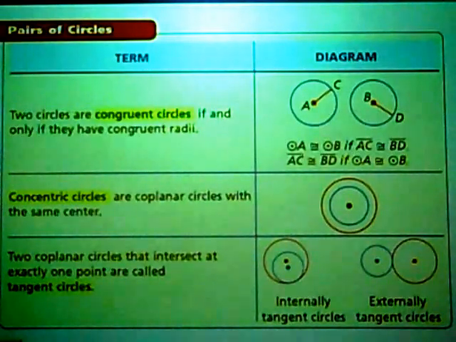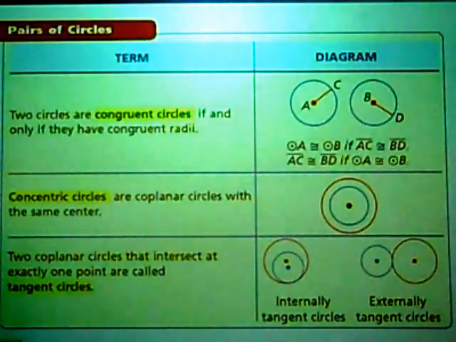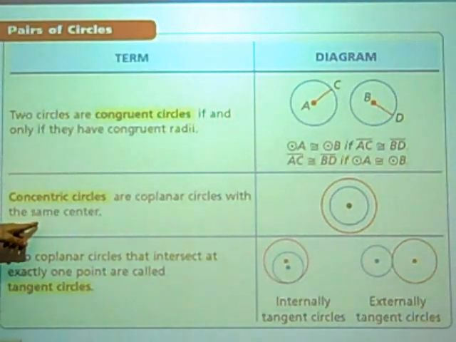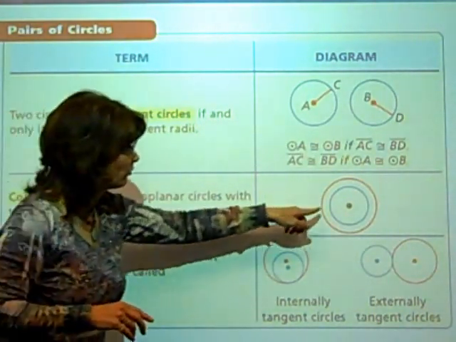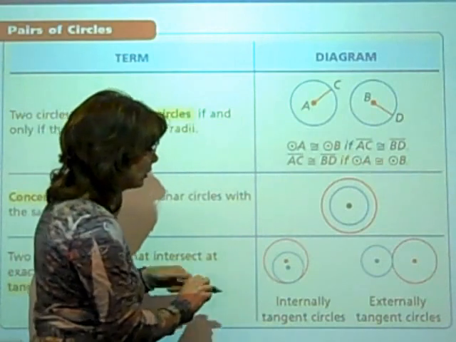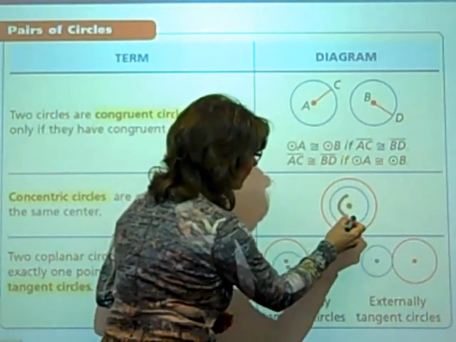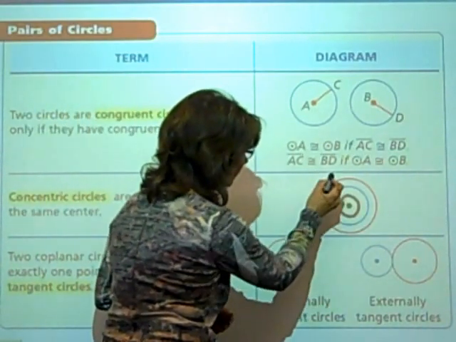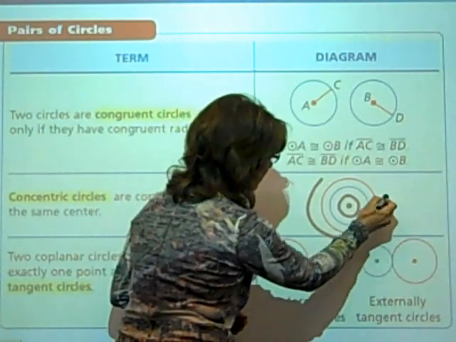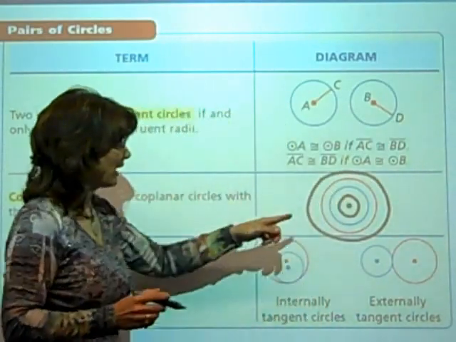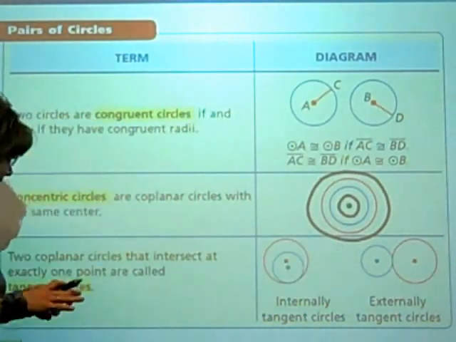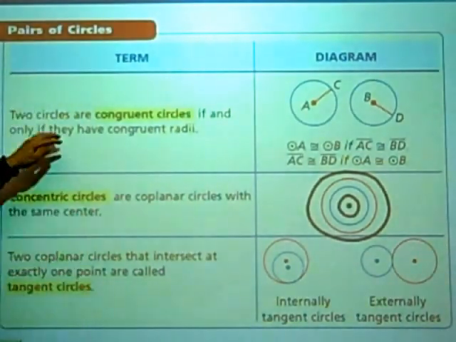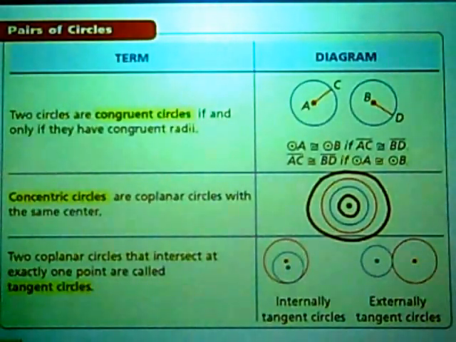Concentric is like when you throw a pebble in the water and you see all of the circles coming out, bigger and bigger. They're coplanar, so they're on a flat surface, and they have the same center. So these two would be concentric circles. You could make another one in here, or another one bigger. If they have the same center, they are concentric. Same radius, they are congruent.